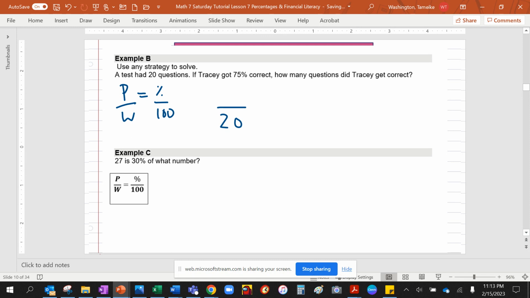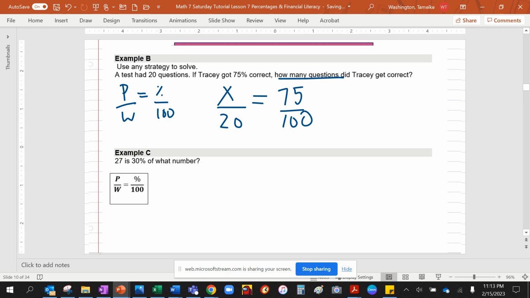The question says, how many questions did Tracy get correct? We don't know, but that is a part of 20. So we're going to represent that with X. She got 75% correct, and 75 is out of 100.